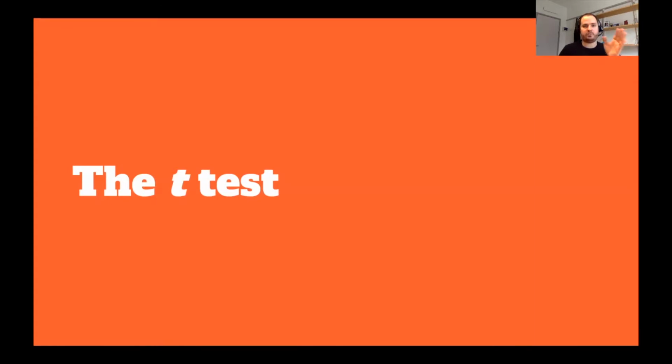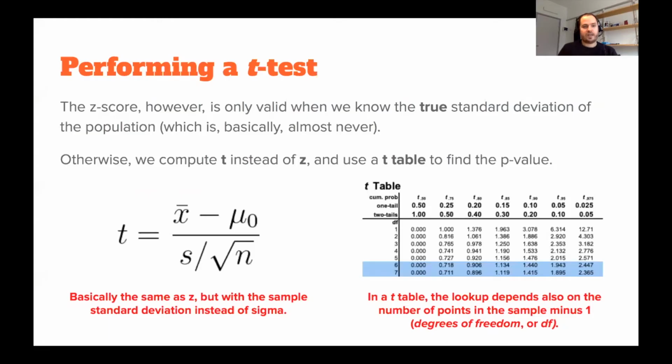And I will try to explain to you, based on what we know about the z-test, what the t-test is, and it's basically the same with a small adaptation. The z-score, however, is only valid when we know the true standard deviation of the population, which is almost never, if not never, the case. You never really know the standard deviation of the population. All the way from the beginning, we started from the assumption that we don't know the population, or that the population is very hard to measure. If we knew the true standard deviation of the population, that would be easy, right? We would basically have all the information in our hands, so we wouldn't have to worry about anything. That's almost never, if not never, the case.